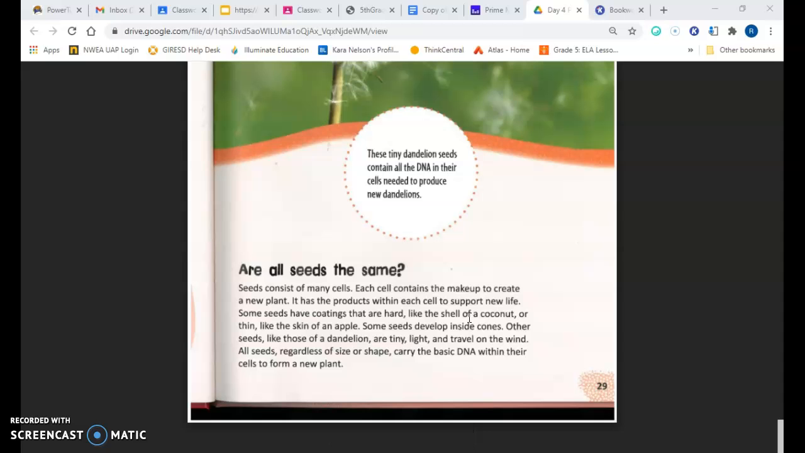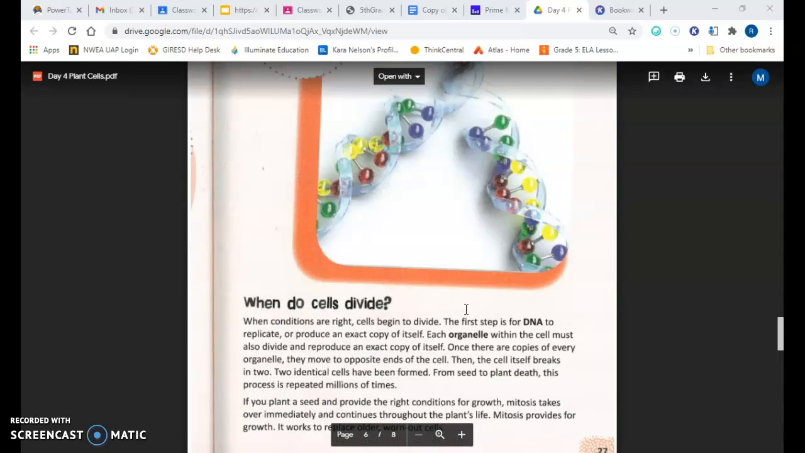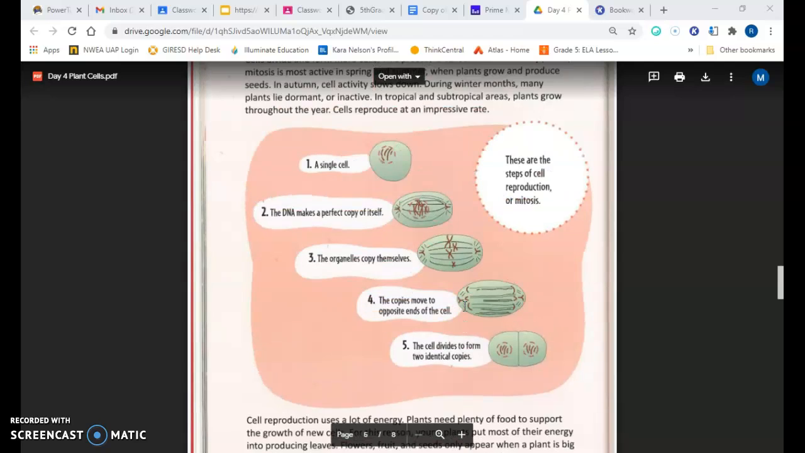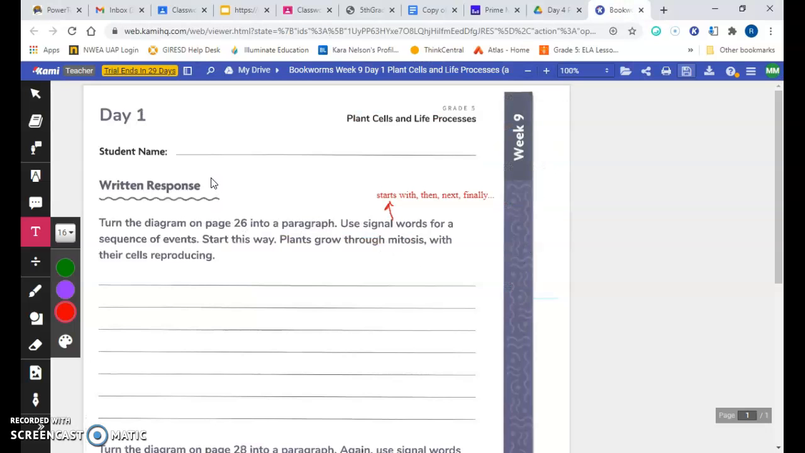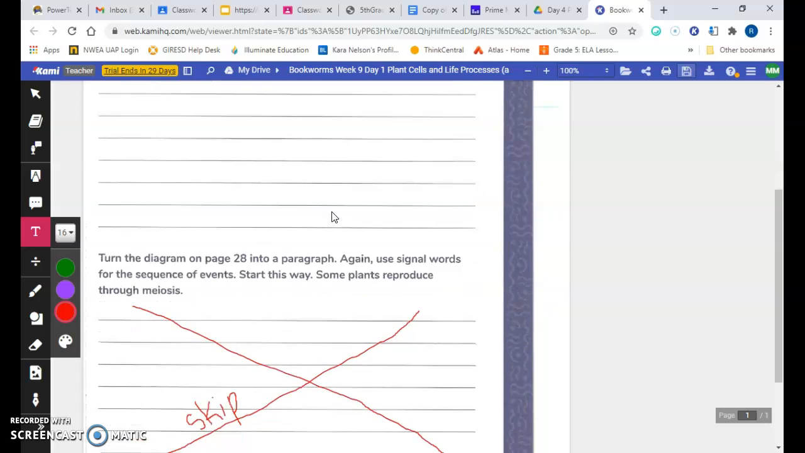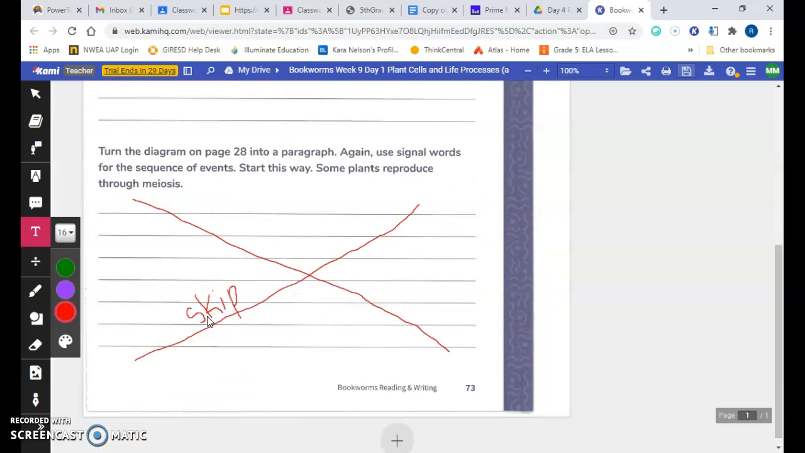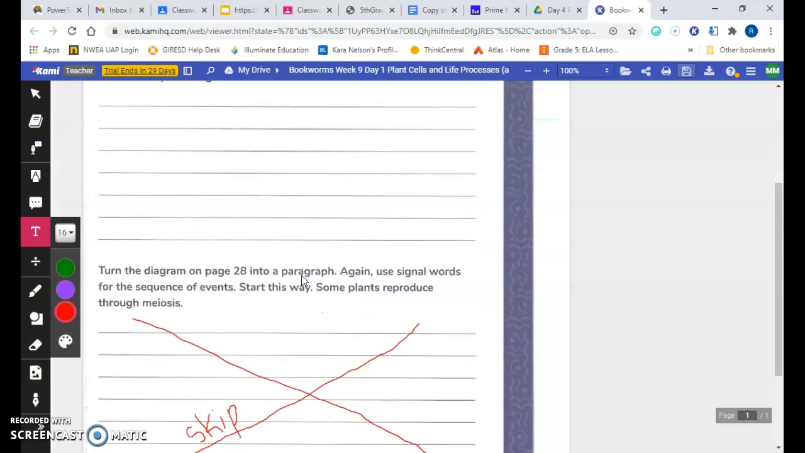Okay, so that's all for our reading today. Let's go ahead and check out the work. Remember I told you we're going to be using this diagram, so I'm going to go back to it now. We only have one page in our bookworms, and you're going to notice on here that I have crossed off the second part of that and asked you to skip it. I just feel like they've already kind of described it, and I don't want you rewriting the paragraph.